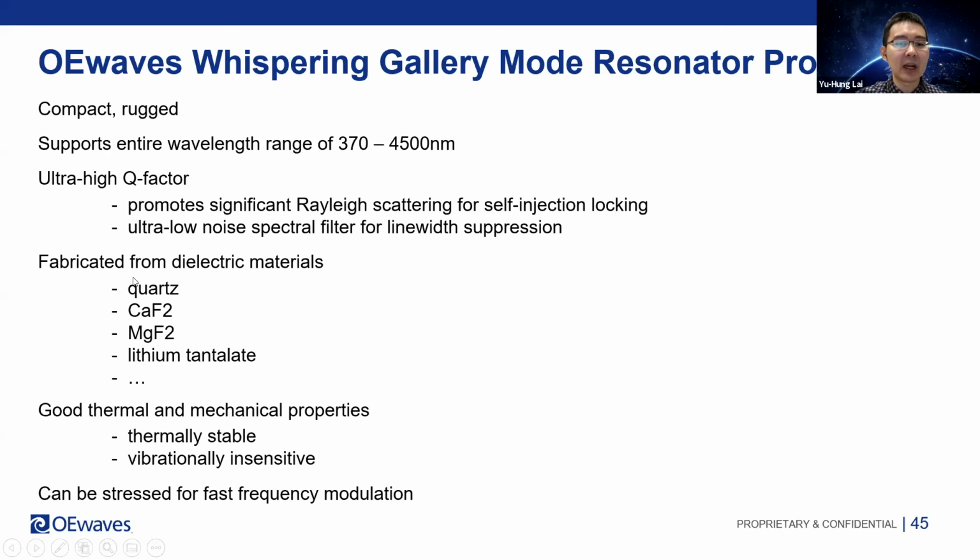We can fabricate from different kinds of dielectric materials, for example quartz, calcium fluoride, magnesium fluoride, lithium tantalate, lithium niobate, or even diamond. It depends on what kind of research you are interested in, and we can customize the resonator for your application. This kind of resonator has good thermal and mechanical properties, such as being thermally stable and vibrationally insensitive. And this kind of resonator can be stressed for phase frequency modulation.